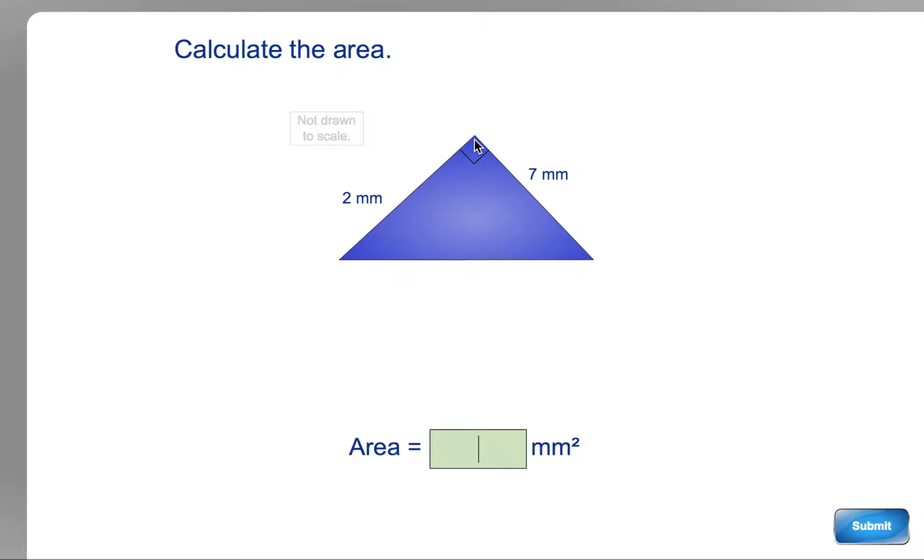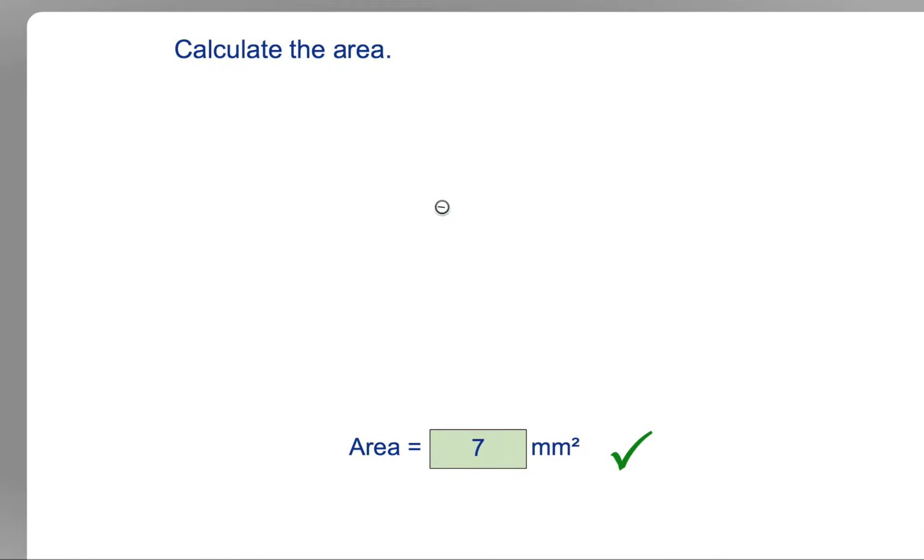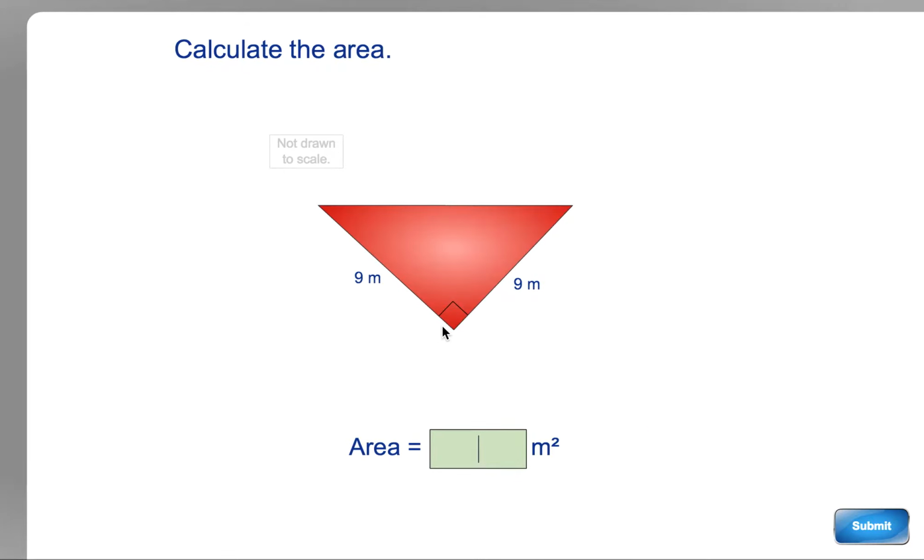This one, to work out the rectangle, we would do 7 times 2, which is 14. And so if it's a triangle, it's half of 14, which is 7. Okay, very easy.